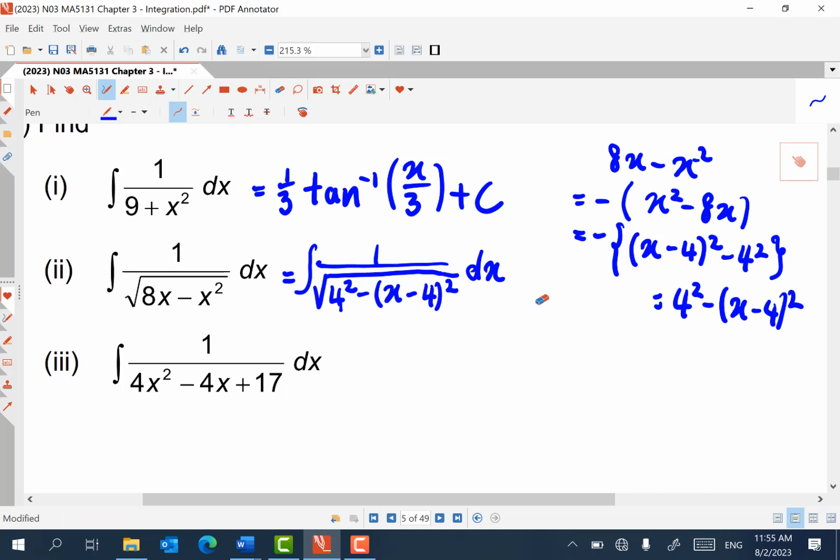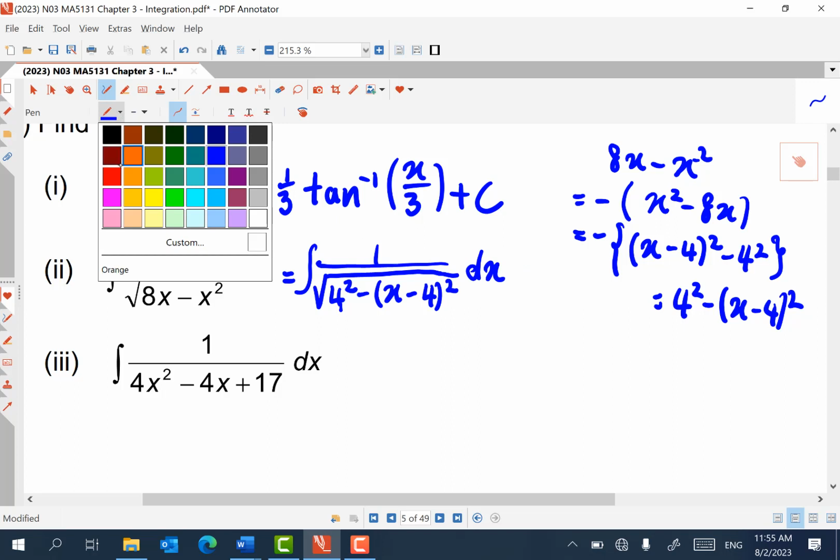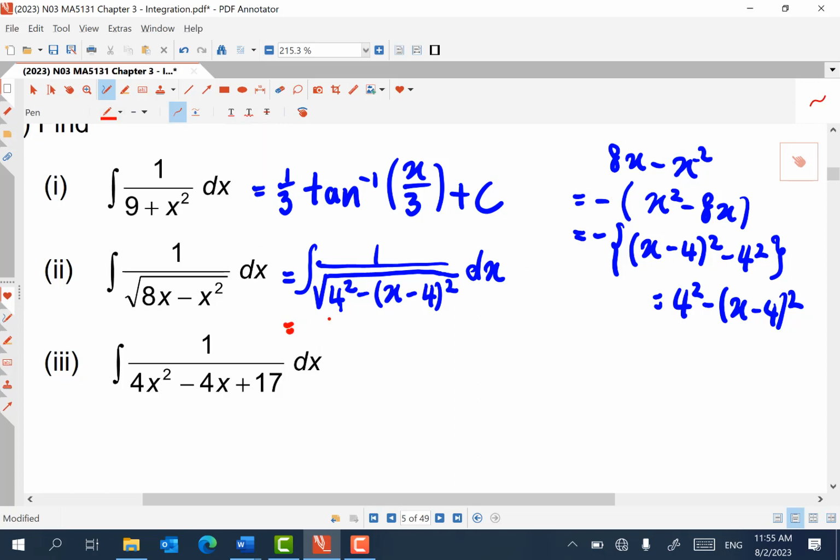So, Tae-yun, with the completed square form done for you, tell me your answer. 1 over... don't have 1 over 4, no. Only the tangent inverse will have the 1 over 4, but sine inverse doesn't. Great.